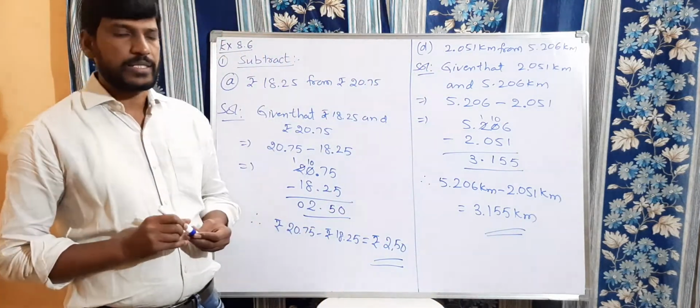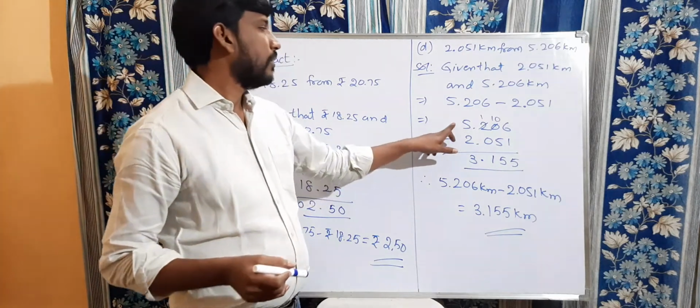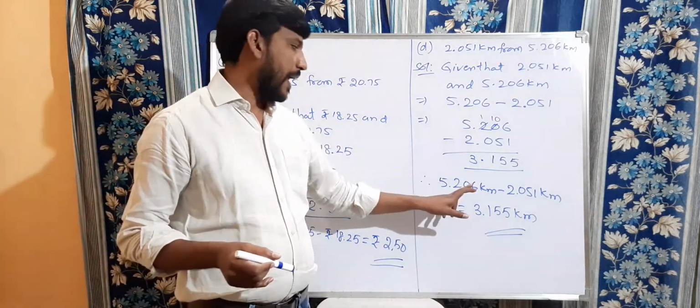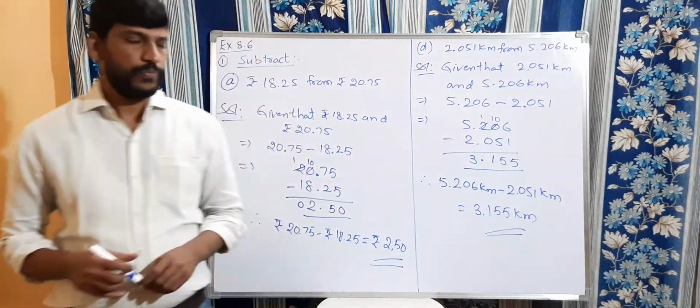Right, children? Clear? So did you understand that? First write the big value, then the small value, subtract, you will get the answer. Copy these two.